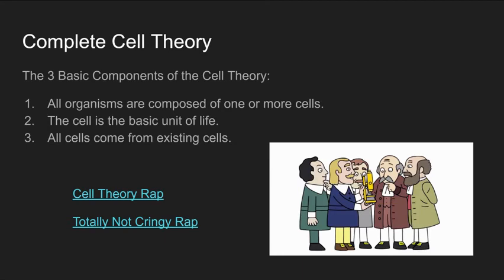Now, here's how cell theory works. There are three components that everything that has cells, and how cells work, just follow. First, all organisms are composed of one or more cells. That was one of our properties of life. Two, the cell is the basic unit of life, which means that if we're composed of them, that's our basic piece. And number three is the important one. All cells have to come from an existing cell.